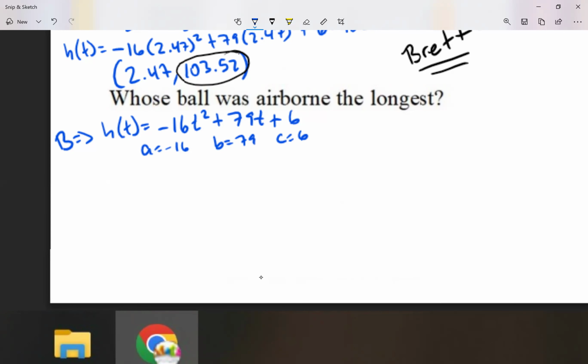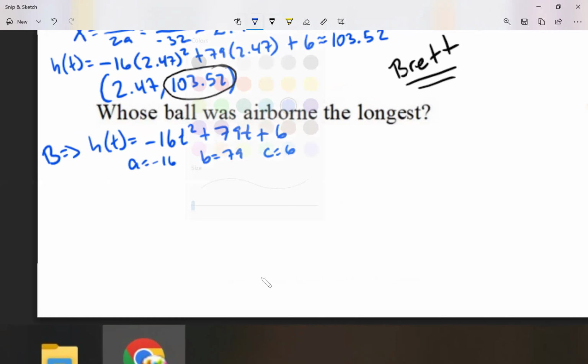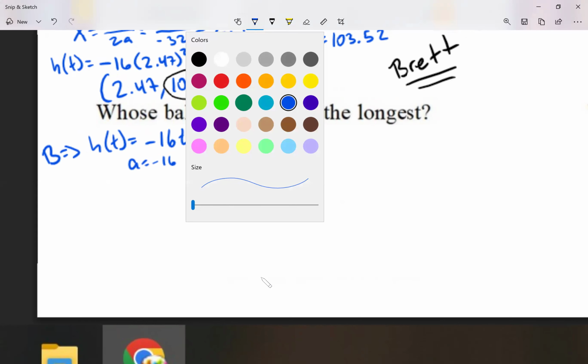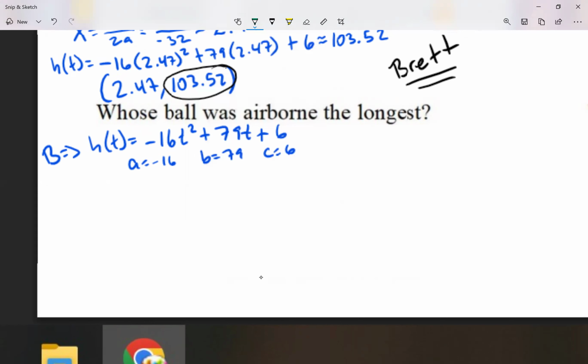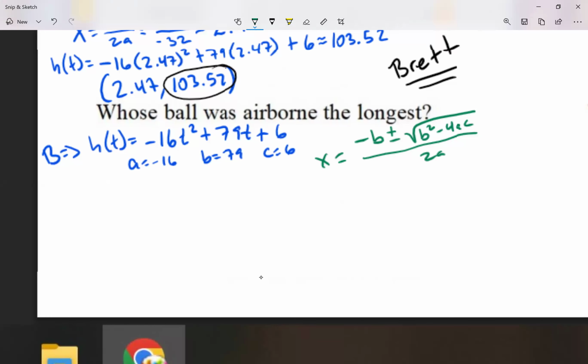And I'm going to use my quadratic formula. As a reminder, what's the quadratic formula? Let me put that in here in green. Negative b plus or minus the square root of b squared minus 4ac, all over 2a. This gives me my x values, which are my zeros. Basically, when does the ball hit the ground? So let's figure it out. The hard part was the square root. Remember the discriminant, we talked about that last week. So that's exactly where I'm going to start.